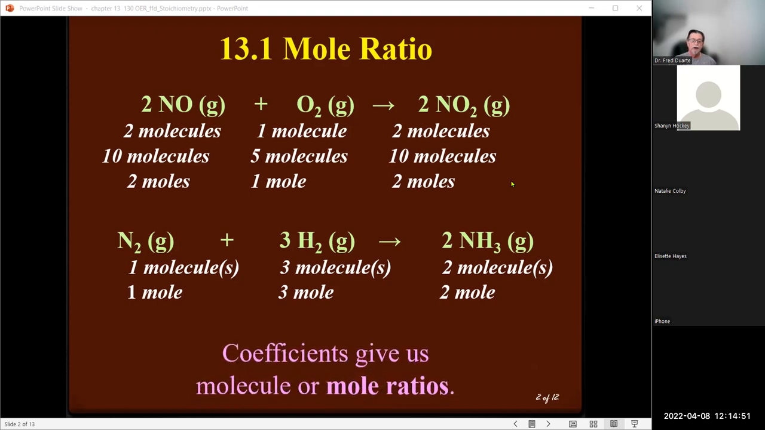Okay. All right. So coefficients give us the mole ratios between the reactants and products, and also within products. You may have more than one product. In both cases here, we have one product, but sometimes you may end up with 2 products. And there's a mole ratio between the 2 products too that you utilize.